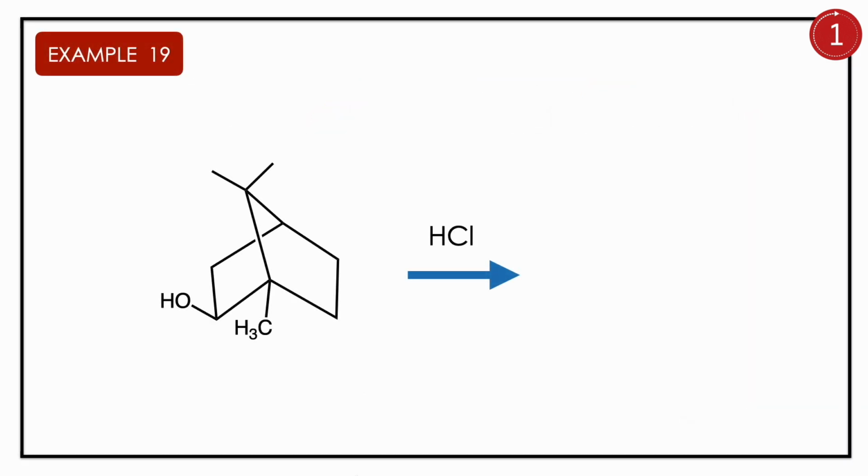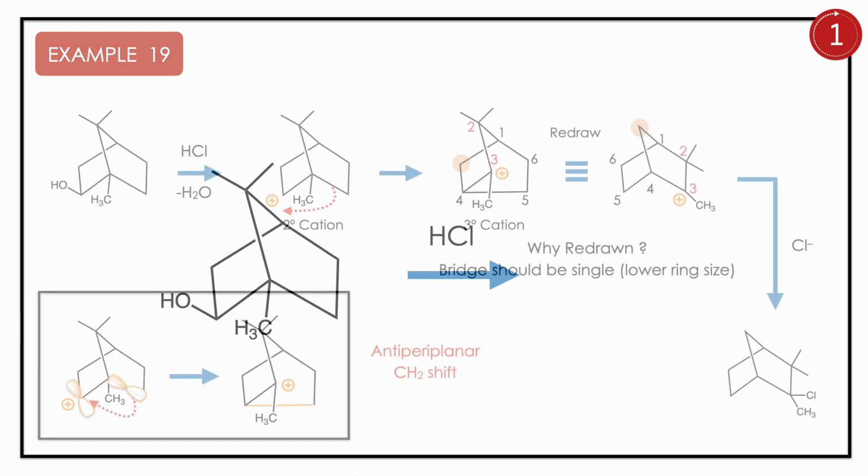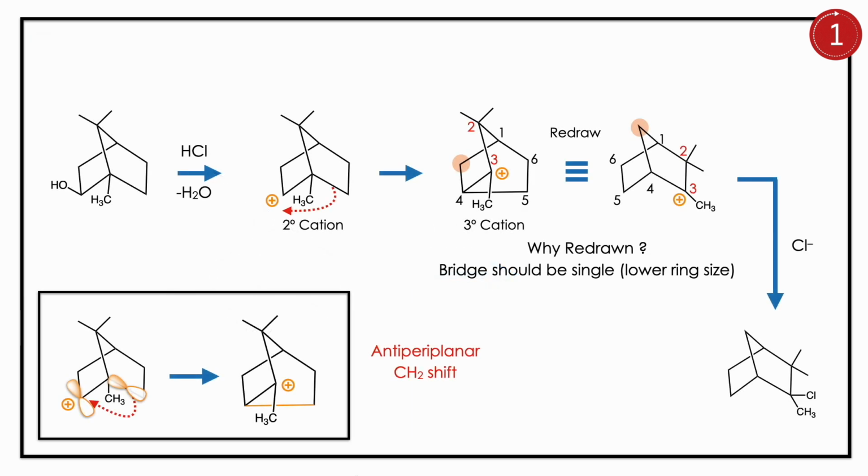Then example 19: you have a bicyclic system with a bridged carbon, two bridge methyl groups, and an alcohol and methyl at the bridged carbon. You are reacting with HCl. You should find the final product. Here you have an alcohol in the system, reacting with acid. Acid and alcohol react, and you have cation formation. Same story again and again, but you should learn it properly.